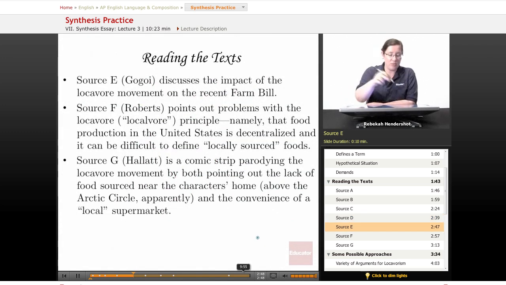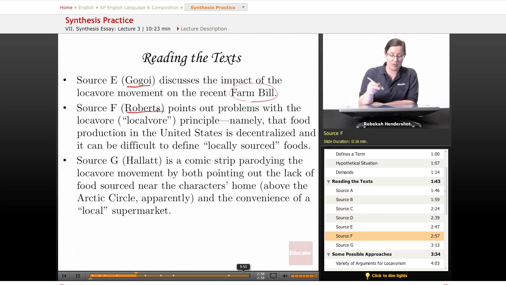Source E, which is Gogoy, discusses the impact of the locavore movement on the recent Farm Bill. So we have a governmental and legislative perspective now. Source F, Roberts, points out problems with the locavore, or as he spells it, localvore, so if you quote him, make sure you get that right, principle. Namely, that food production in the United States is decentralized, and it can be difficult to define locally sourced foods. So there's another qualification.